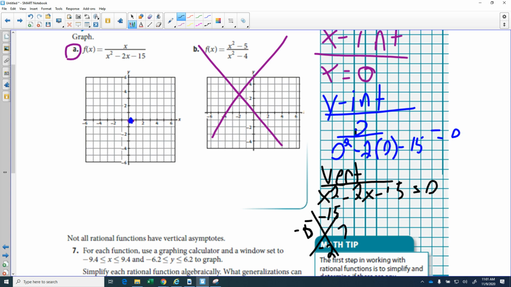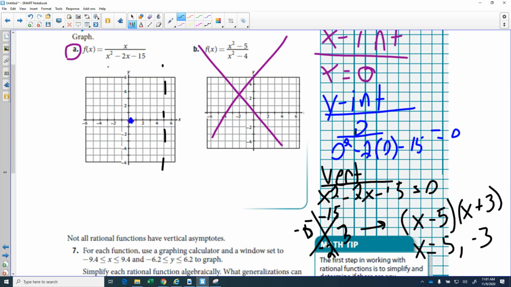Excuse me, I wrote a 2. I can probably fix that. Positive 3. Multiplied, they give me negative 15. Added, they give me negative 2. And then from there, I get my factors, x minus 5 and x plus 3. If I solve those, I get the two answers: x is 5 and negative 3. So I get the two vertical asymptotes at 5 and negative 3. I can go to my graph over here at 5 and draw my asymptote. And at negative 3, I can draw my asymptote.